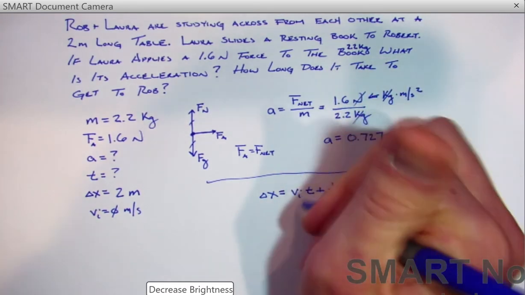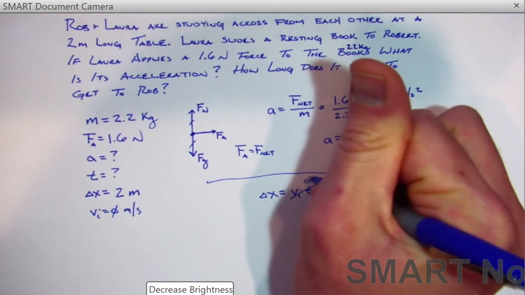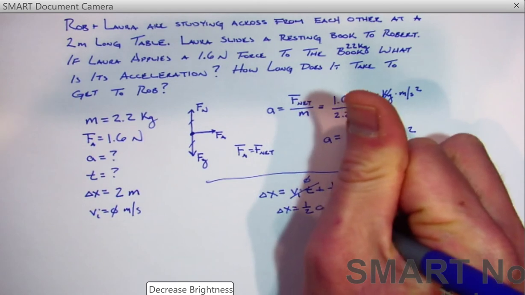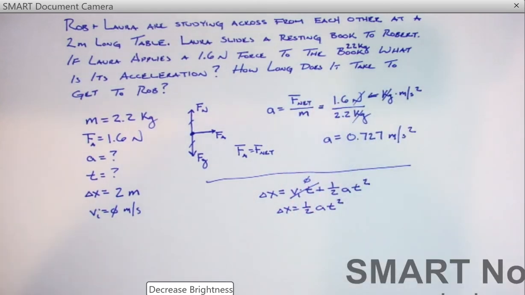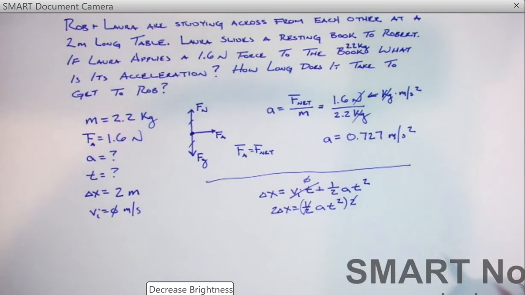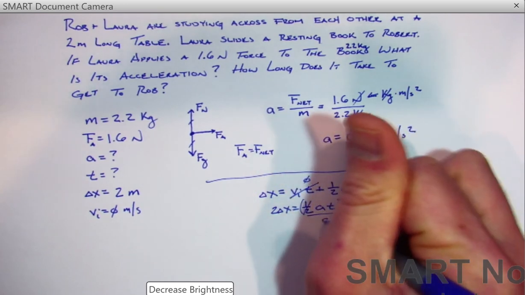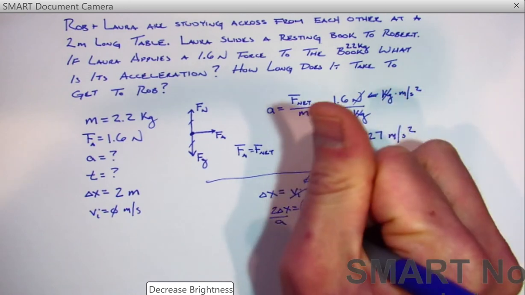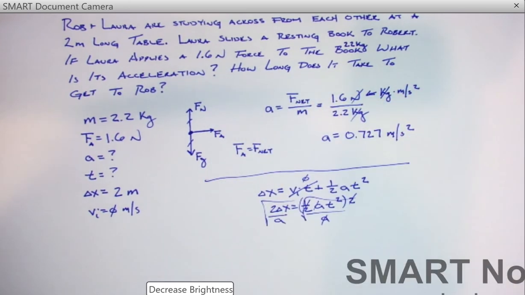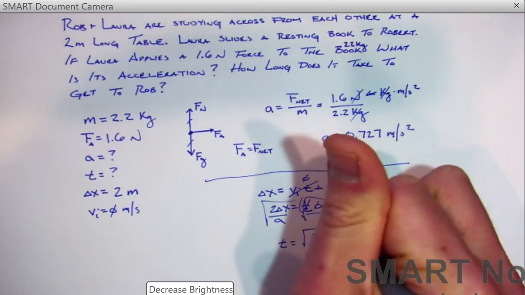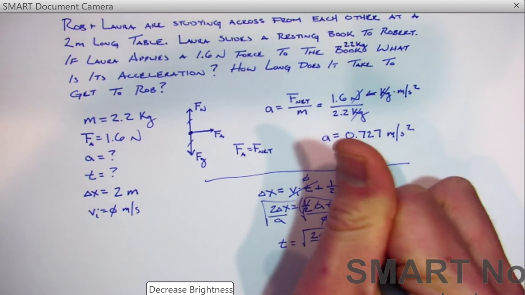So since initial velocity is 0, that goes away. So displacement is equal to 1/2 at squared. We're looking for time. So we'll do some algebra here. The 2 gets rid of the 1/2. Divide both sides by acceleration. And then time is squared, so I got to take the square root of both sides. So I can say that time is equal to the square root of 2 times displacement divided by acceleration.